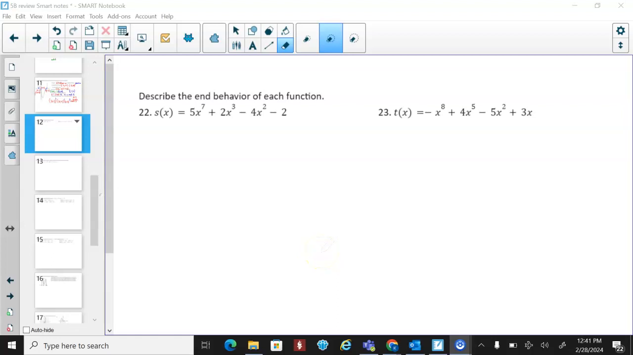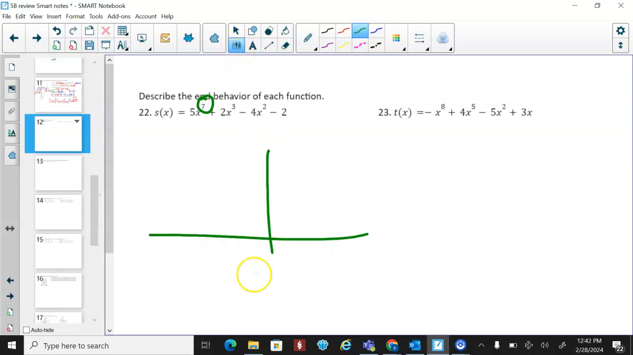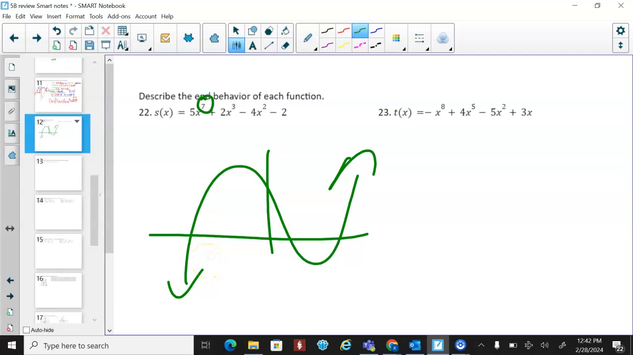All right, so these are a few last questions. Describe the end behavior of the function. Again, please make sure that you graph it. But even without a graph, this is a 7th degree, so that's an odd function. It means that in some way the ends are going to end up going in opposite directions, one way or the other.